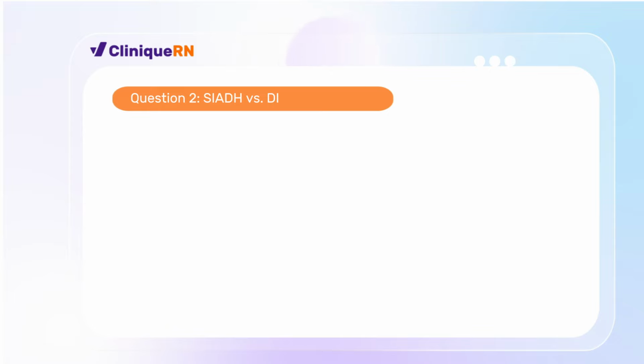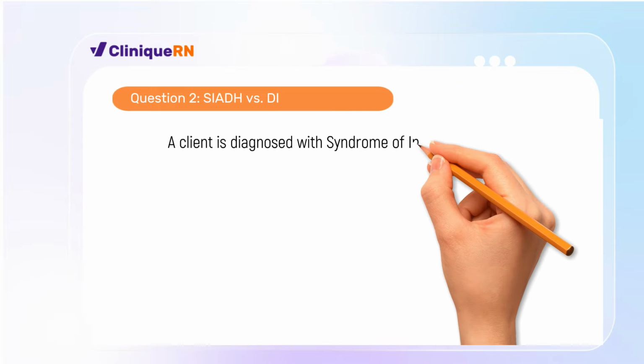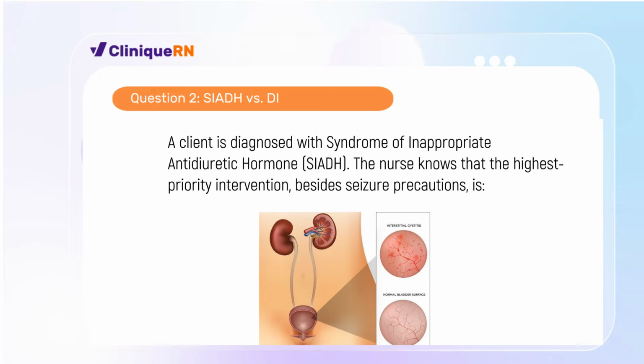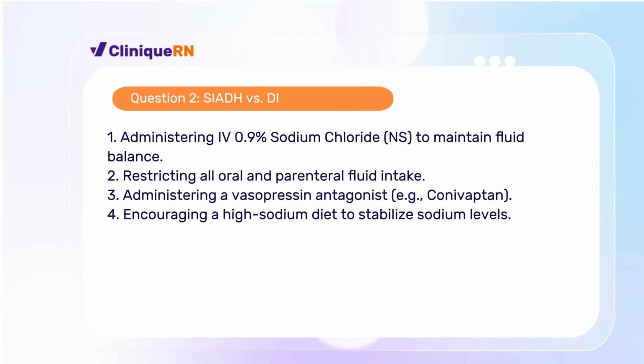Question 2. SIADH versus DI. A client is diagnosed with syndrome of inappropriate antidiuretic hormone, SIADH. The nurse knows that the highest priority intervention, besides seizure precautions, is 1. Administering IV 0.9% sodium chloride, NS, to maintain fluid balance. 2. Restricting all oral and parenteral fluid intake. 3. Administering a vasopressin antagonist, e.g., conivaptan. 4. Encouraging a high-sodium diet to stabilize sodium levels.